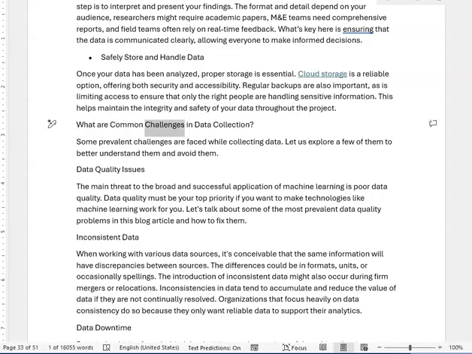What are common challenges in data collection? Some prevalent challenges are faced while collecting data. Let us explore a few of them to better understand them and avoid them.